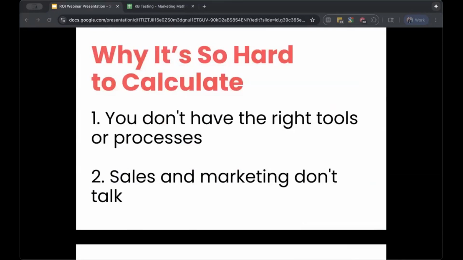All right. So you might be thinking, that sounds great. If it's so powerful and easy, why isn't everyone doing it? Why is it so hard to calculate? Well, for a couple of reasons.